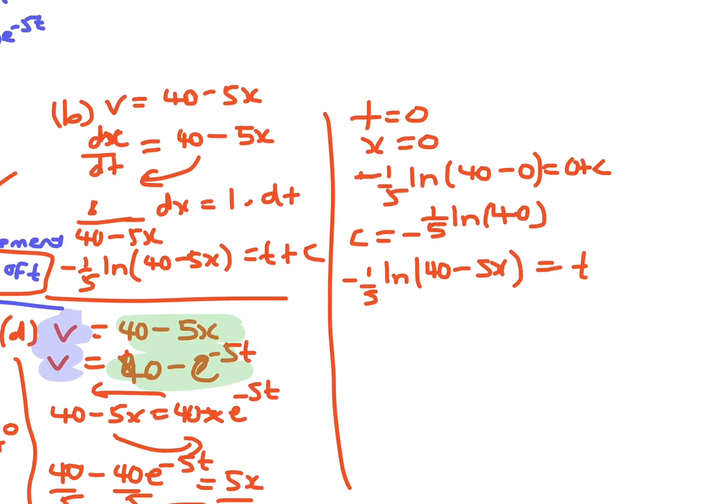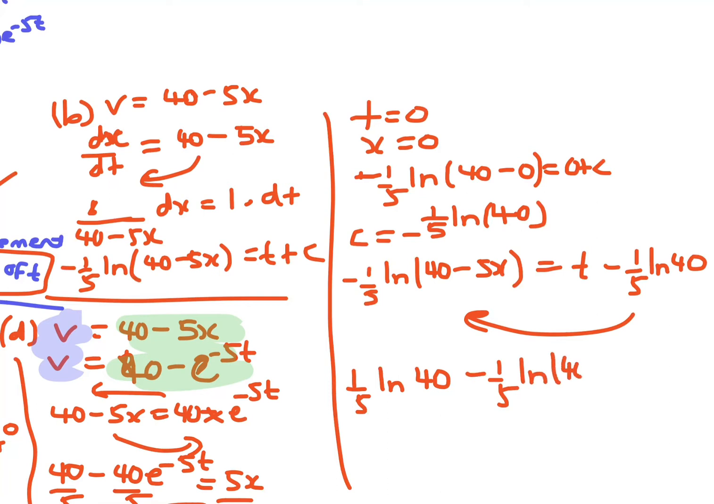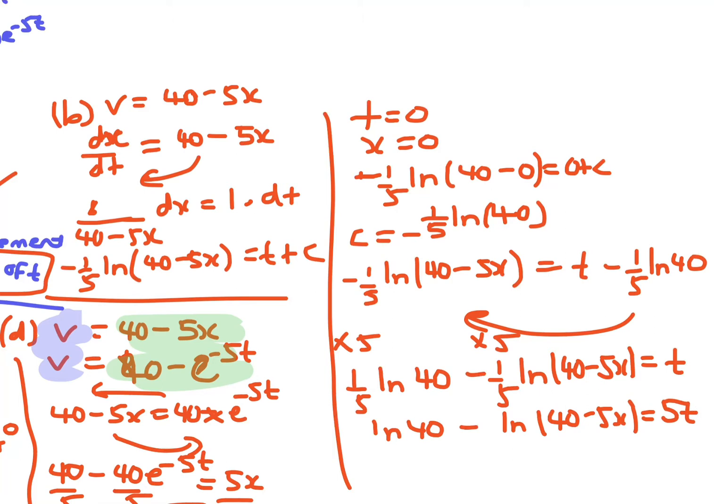will equal t, and then minus 1 on 5 ln 40. So if you bring that over, that's 1 on 5 ln 40 minus 1 on 5 ln 40 minus 5x equals t. So if I times everything by 5, the 5 will go. So you get ln 40 minus ln 40 minus 5x equals 5t.